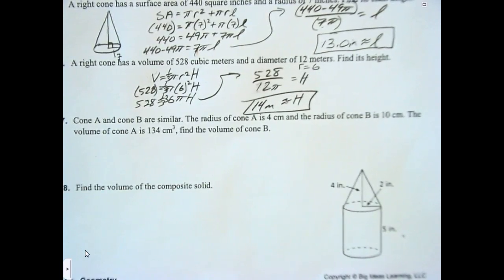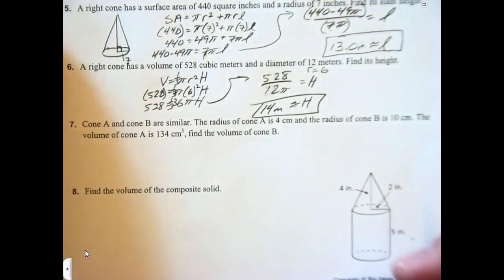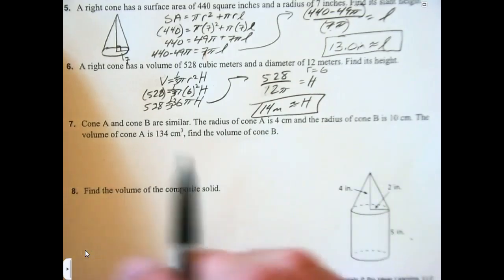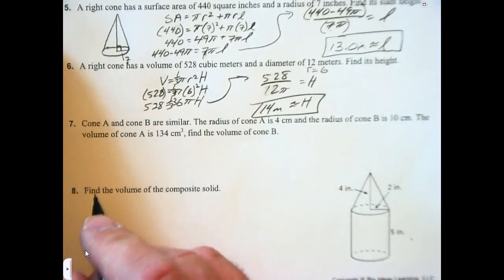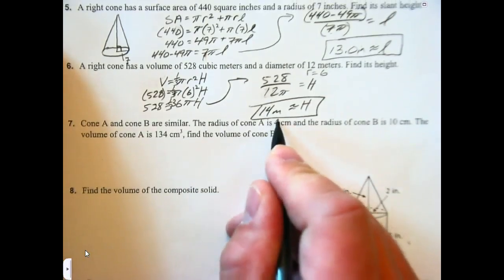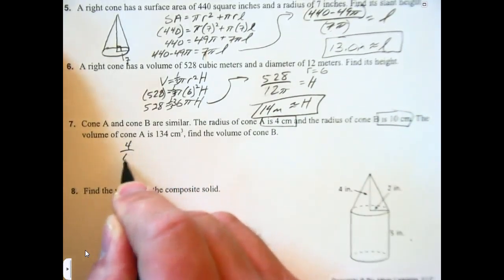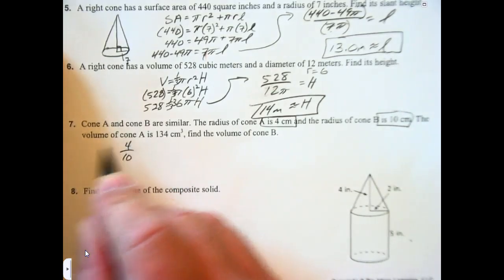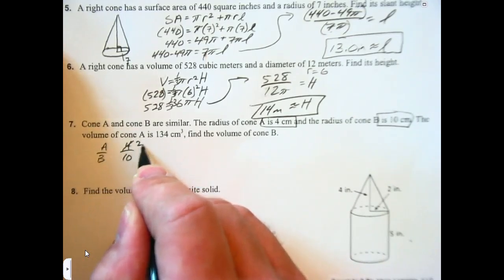Cone A and cone B are similar. The radius of cone A is 4 centimeters. Radius of cone B is 10. Okay, if they're similar, what's the similarity ratio there? Okay, so you're giving me the proportion. So our actual similarity ratio would be 4 to 10. Okay, and then from there, if I reduce that, that is the A to B ratio. If I reduce that, that becomes 2 to 5.